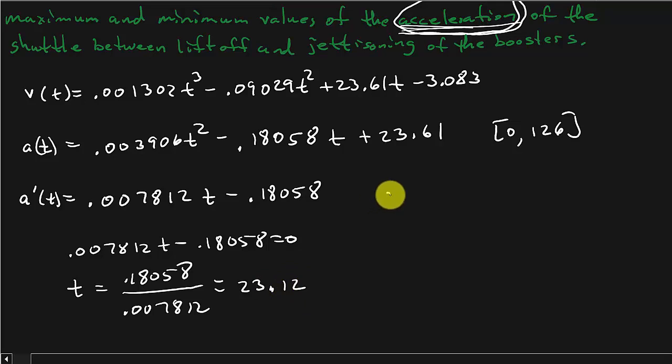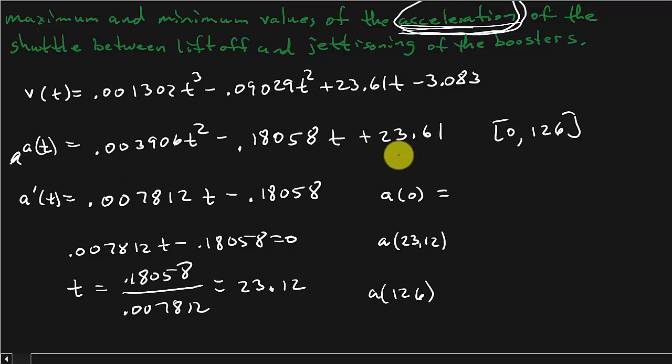All right. So now we've got to find a of 0, a of 23.12, and a of 126. Remember, we're plugging these back into the acceleration function. How do you know I'm plugging it into a of t? Because it says it right there, a of 0. I'm replacing the t with a 0, with a 23.12, and with 126.